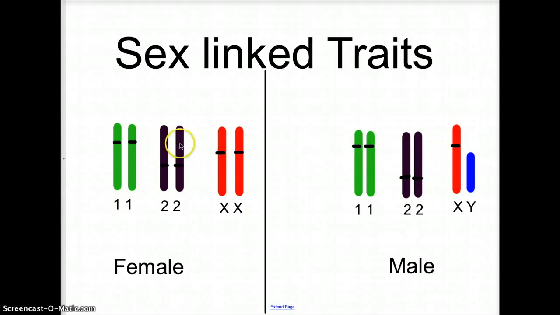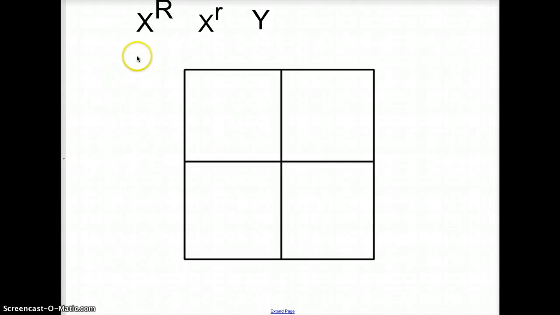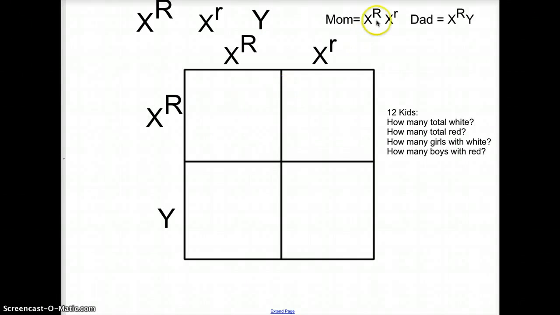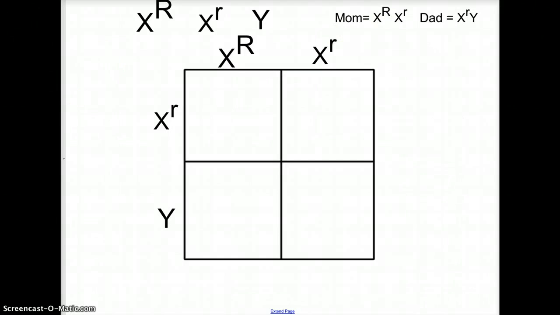So let's do some Punnett squares, and hopefully this will make more sense. Here's what they look like. Here are your possibilities: you could have X with the dominant gene or X with the recessive gene. And there's nothing on the Y, because there is no gene on the Y chromosome if it's a sex-linked trait. Let's use this example. Mom is XX and dad is XY. Mom is always going to be XX, dad is always going to be XY, but these letters might change. Mom has a dominant gene and a recessive gene, so mom is heterozygous. Dad has just the recessive gene on his X and nothing on the Y.